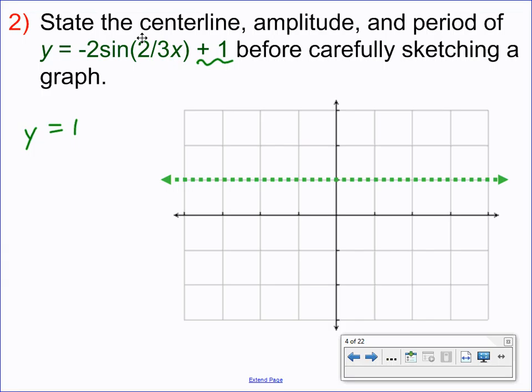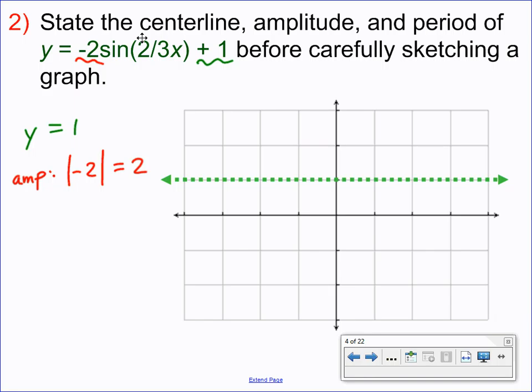Next, we want to go ahead and get the amplitude. And so the amplitude I can gain by taking the absolute value of A. In this case, the absolute value of negative 2, bless you, is positive 2. So the absolute value of A is 2. My amplitude is 2. That's a distance. It's always positive.